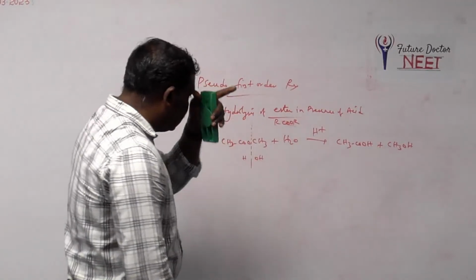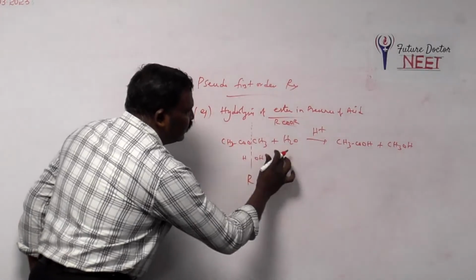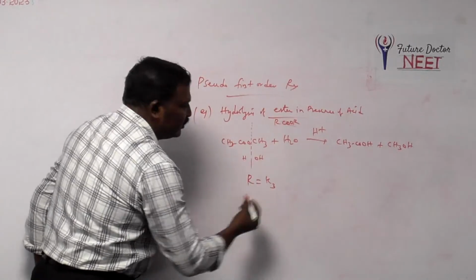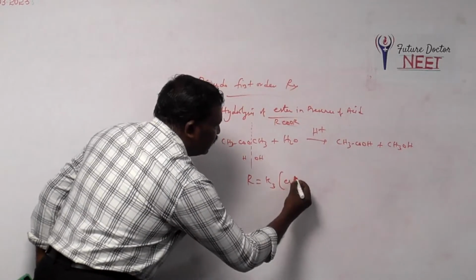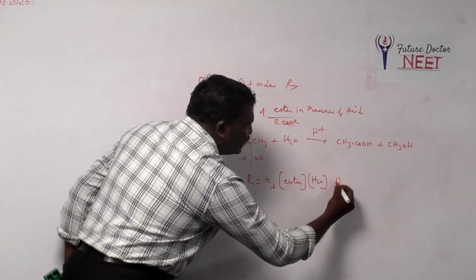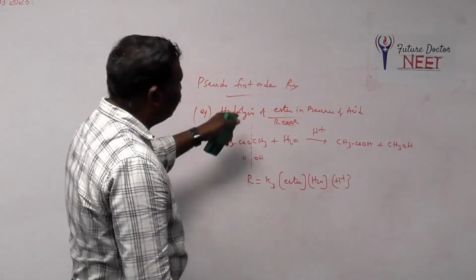See here, the rate law: R is equal to K into 1, 2, 3. Three reactants are there. Then I put K3 for this, which I consider as ester, this is H2O, and this is H plus. Are you following? Actually, it's a third order reaction, but we are saying pseudo first order reaction.